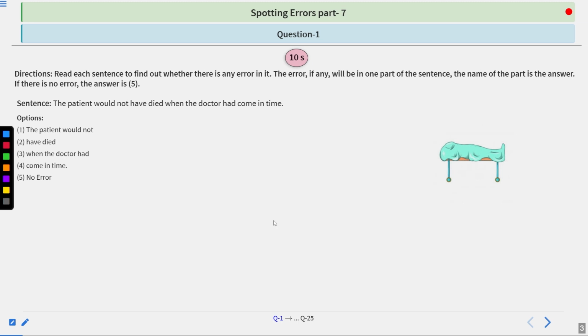The first sentence is: the patient would not have died when the doctor had come in time. Options are given below. You have 10 seconds to spot the error. I hope you have answered.